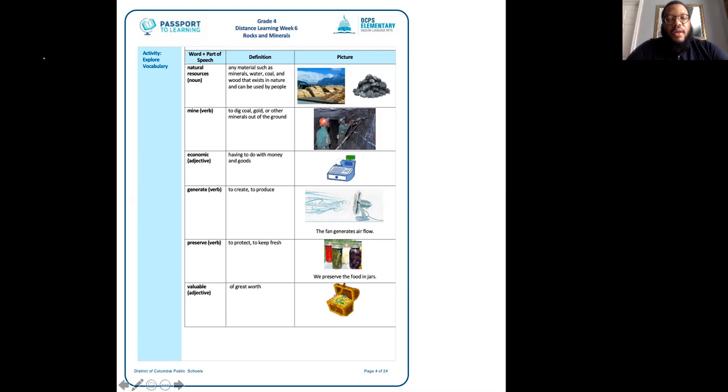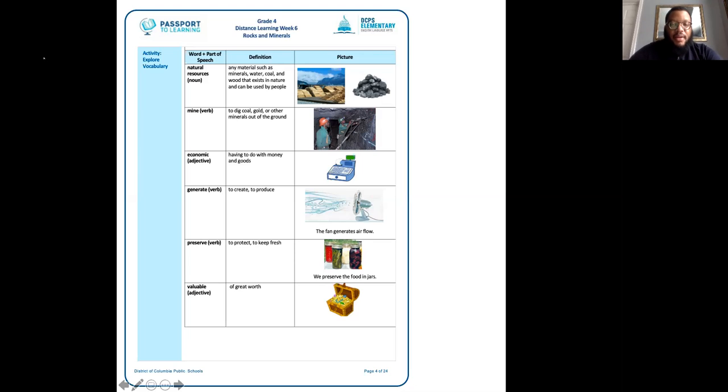All right, the third vocabulary word is economic. Can you guys say that? Economic. Very good. So this word is an adjective. So that means it's a describing word. Economic means it's having to do with money and goods. So anything that is economic, it's describing something that has to do with money and or goods. For example, here's a cash register. This is something you would see like at a grocery store or a retail store where you go and buy things. That's economic. It's having to do with money.